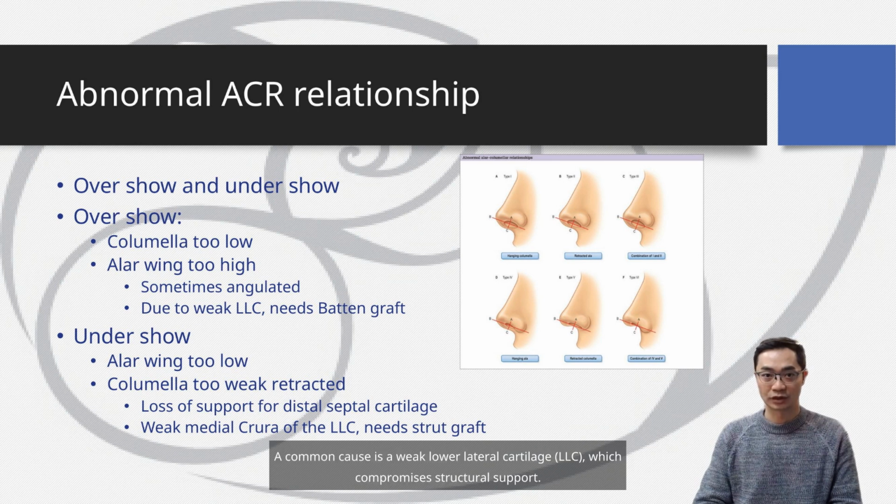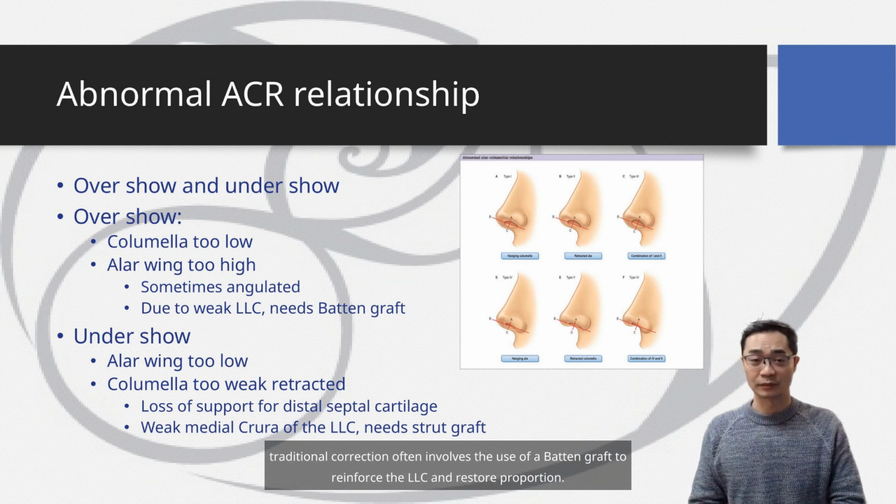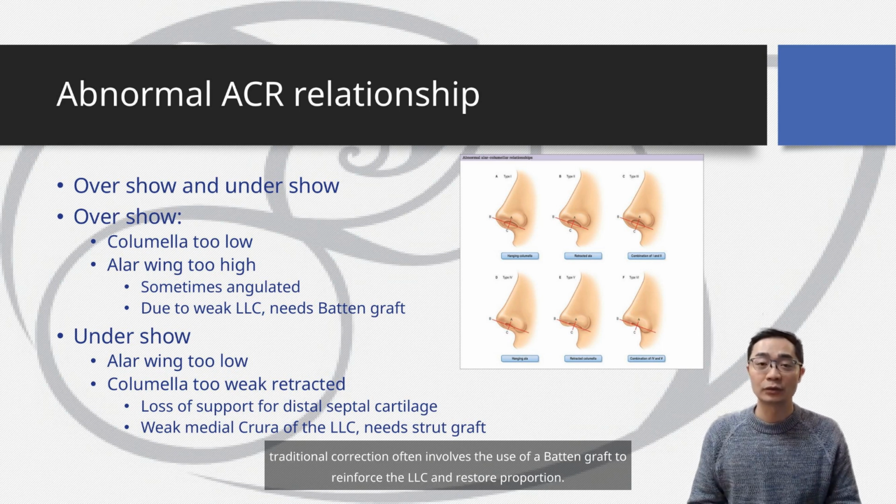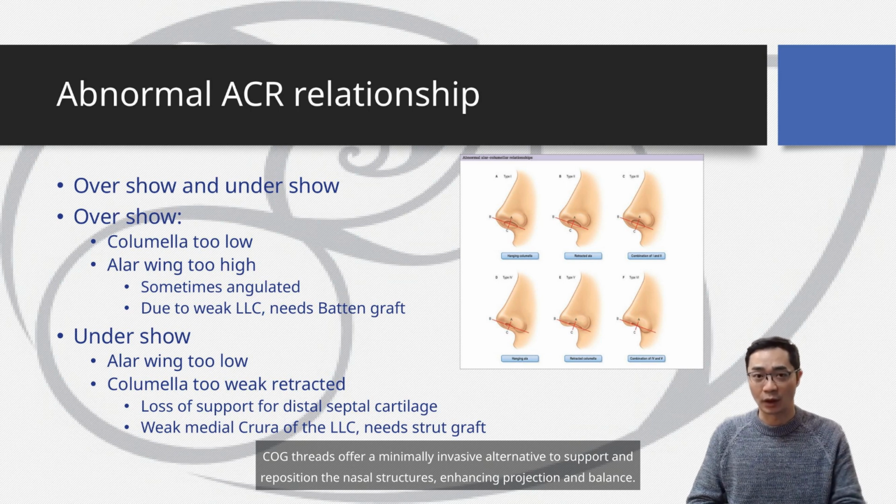A common cause is a weak lower lateral cartilage, LLC, which compromises structural support. Traditional correction often involves the use of a batten graft to reinforce the LLC and restore proportion. COG threads offer a minimally invasive alternative to support and reposition the nasal structures, enhancing projection and balance.